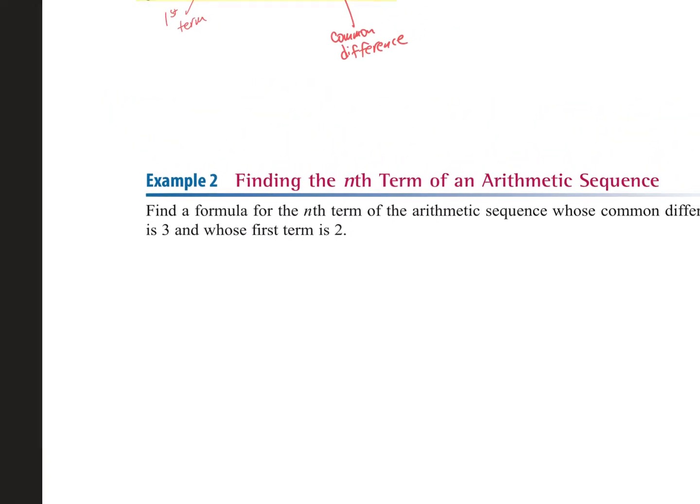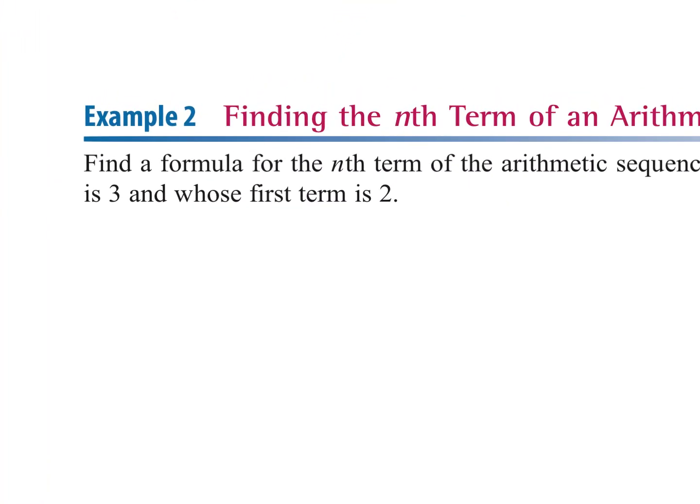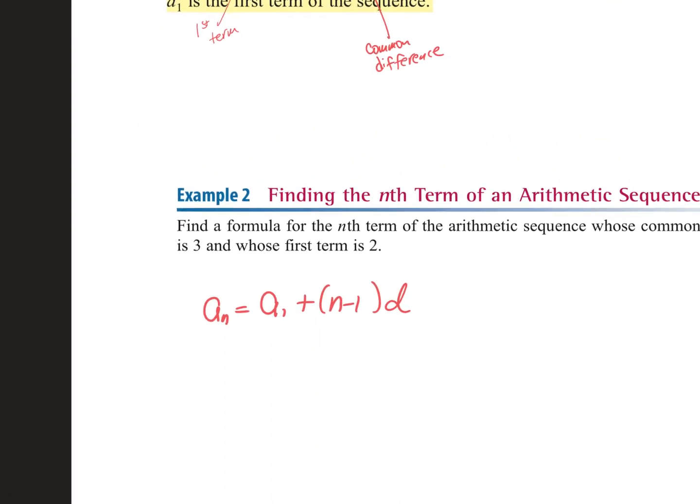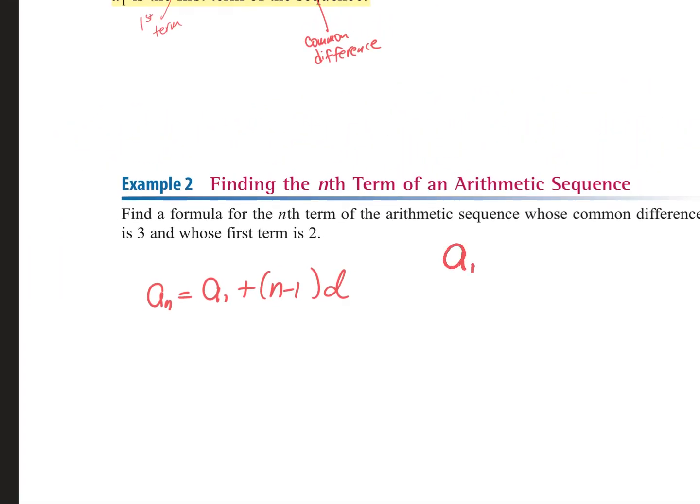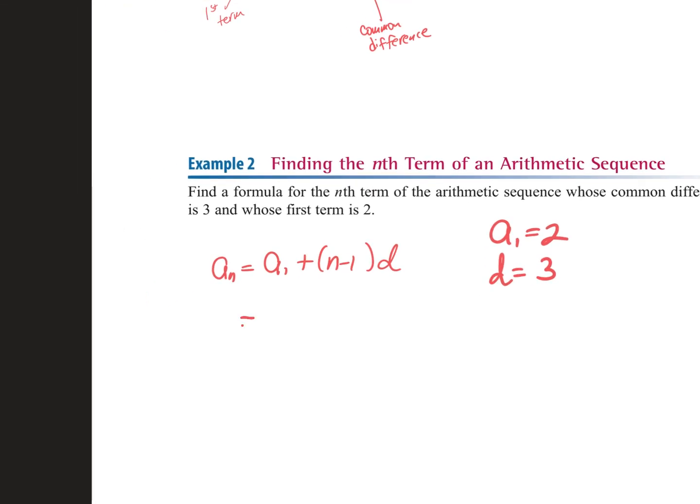So it says find the formula, write the rule. That means I need a sub n equals first term plus n minus 1 times the common difference. What did they tell me here? They told me that the first term, a sub 1 equals 2, correct? And they told me that the common difference between one term to the next is positive 3. Everybody see that? So if we plug that into our formula, we're going to write our rule.